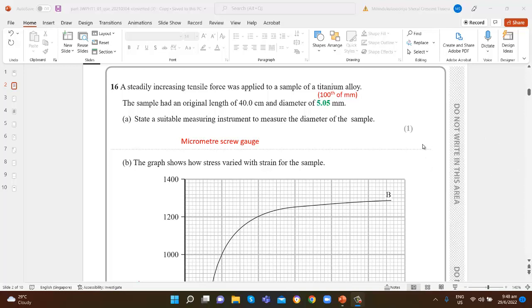So actually, the diameter is given here to 2 decimals. That means hundredth of a millimeter. So it should be a micrometer screw gauge and not a vernier caliper, because a vernier caliper is given to tenths, 1 decimal.